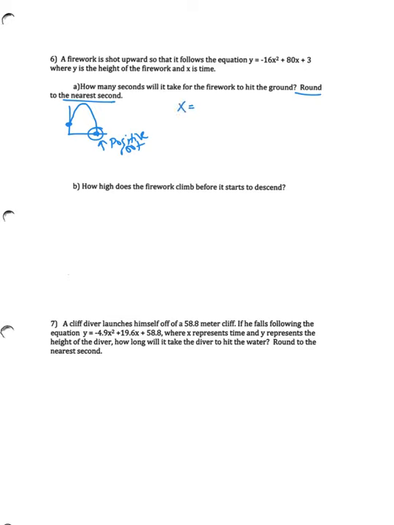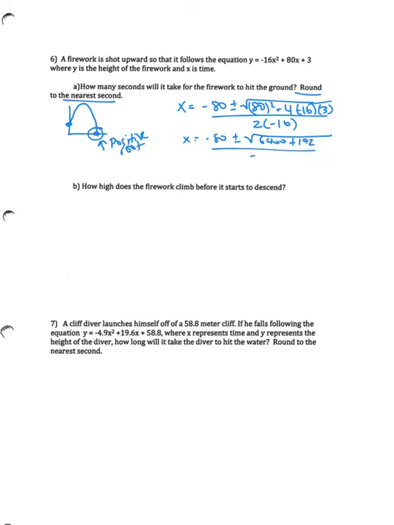So x equals negative b, which is negative 80, plus or minus the square root of b squared, 80 squared, minus 4 times a, which is negative 16, times c, which is 3, all divided by 2a, 2 times negative 16. X equals negative 80 plus or minus the square root of 80 squared, which is 6,400, and I have 2 negatives, so it's going to turn into a positive, and it's 4 times 16 times 3, which is 192, all divided by negative 32. X equals negative 80 plus or minus the square root of 6,592, all of it divided by negative 32.